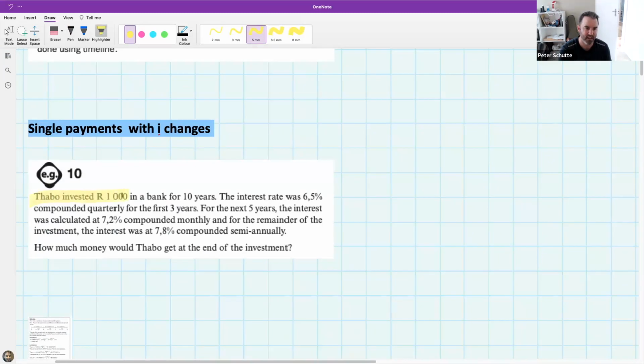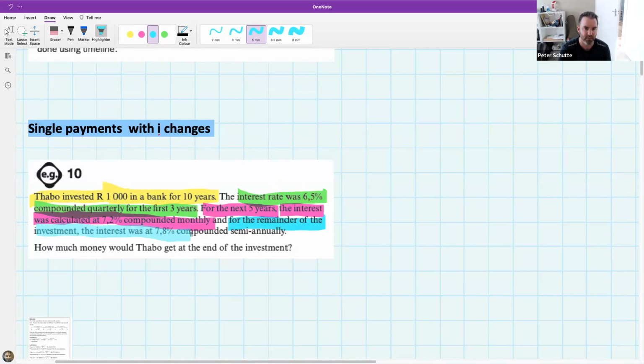Thabo invests 1,000 Rand in a bank for 10 years. Okay, so that is the first bit. It says the interest rate was 6.5% compounded quarterly for the first 3 years. For the next 5 years, the interest rate was calculated at 7.2% compounded monthly. And then for the remainder of the investment, the interest was given at 7.8% compounded semi-annually. Then the question is, how much money did Thabo get at the end of the investment?